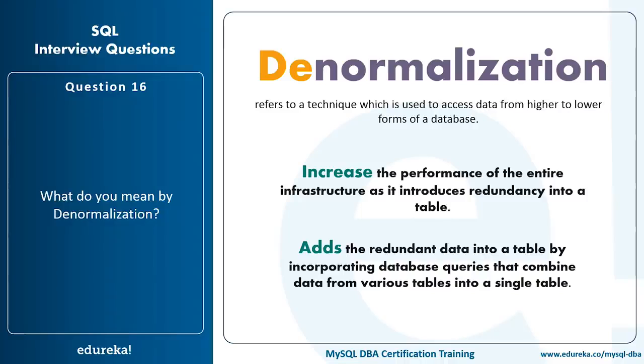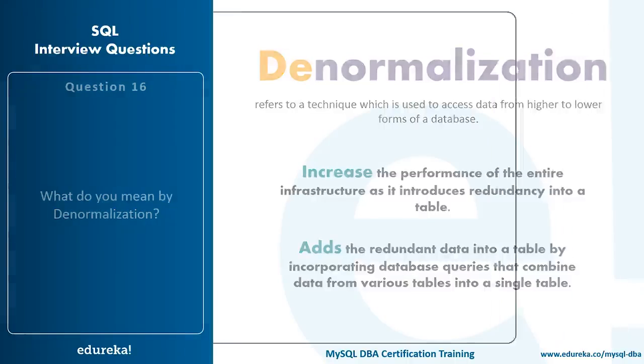If you have to explain denormalization, you can just say that it is a technique which is used to access data from higher to lower forms of database, and it adds redundant data into the table by incorporating database queries that combine data from various tables. So I hope I'm clear with this point.